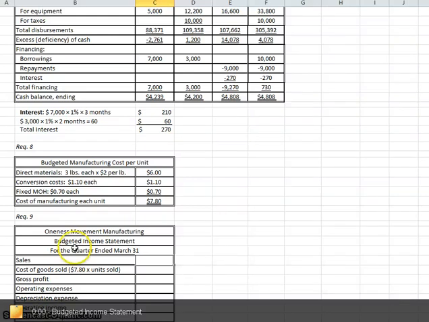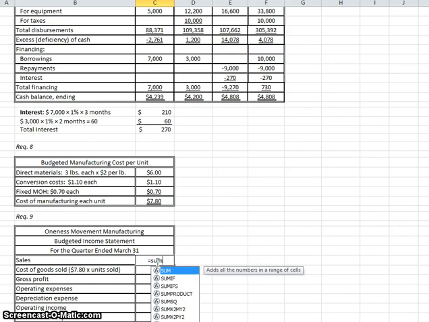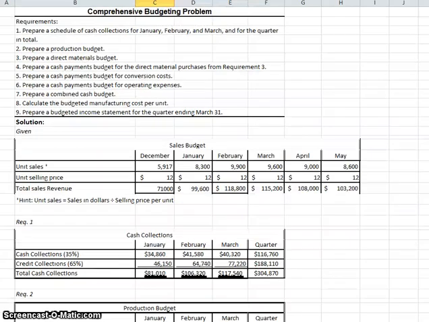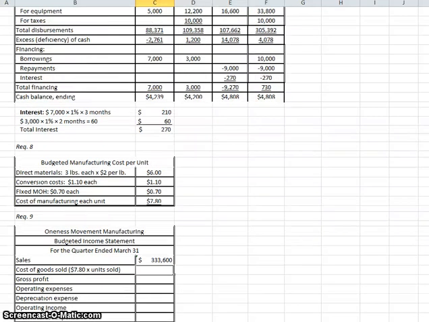We're now going to do the budgeted income statement. So, in the sales, we're going to put a formula. It equals the sum of, and we'll scroll up to our sales budget, January, colon, through March, parentheses. Let's see if it gave us what we want to see. Yeah, 33.